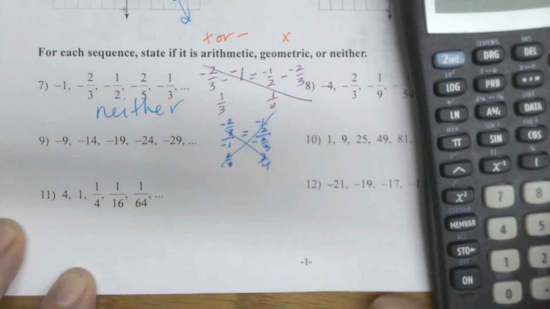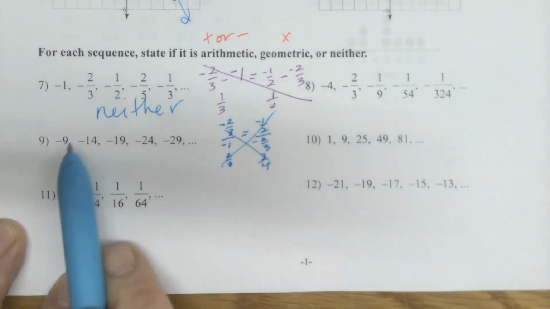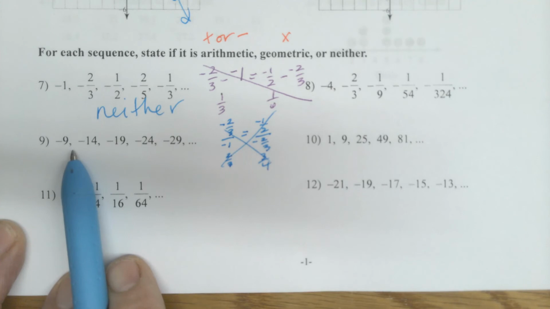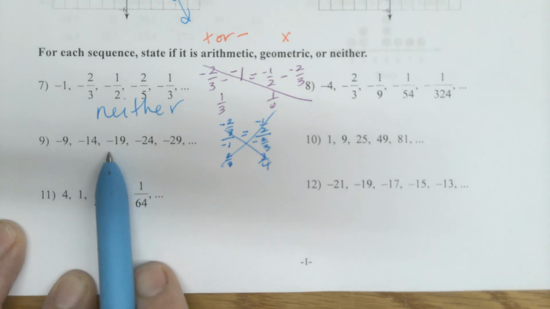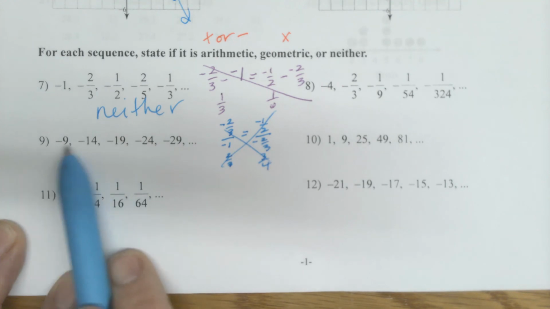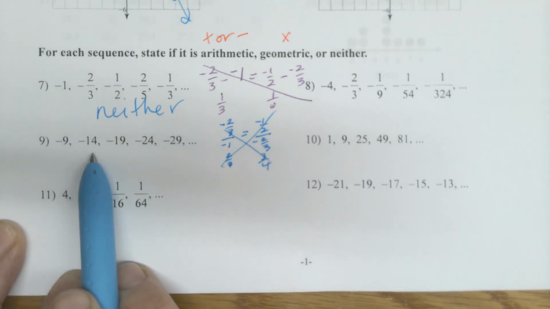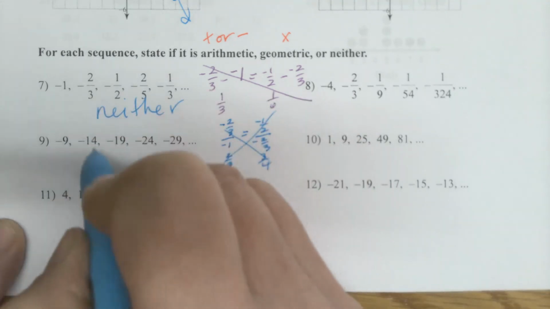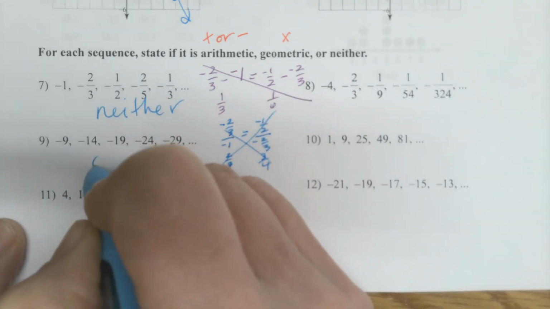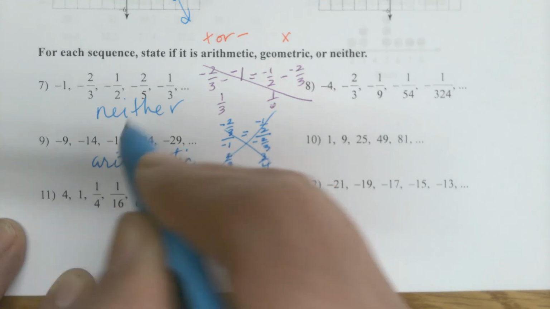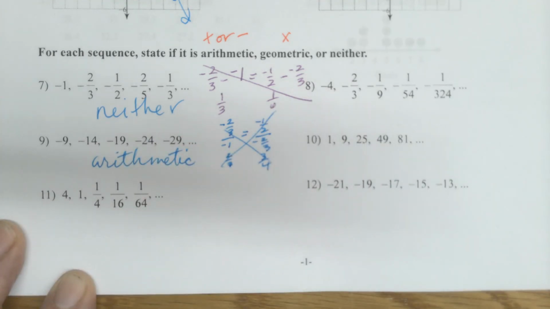Now the fraction ones are going to be the more difficult ones, but when you get to a problem like number 9, it might be a little easier. Am I adding each time? Am I subtracting each time? It looks like adding, how much? Actually, negative 5. You could say subtracting 5. So this one's arithmetic.